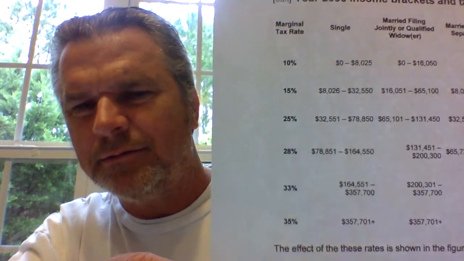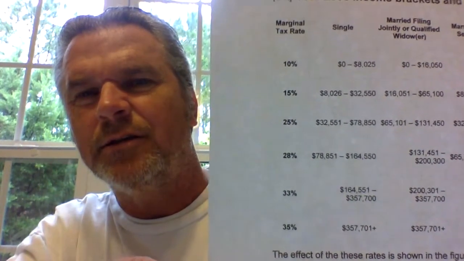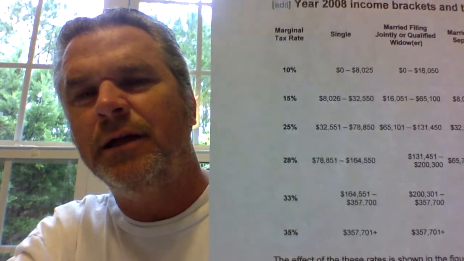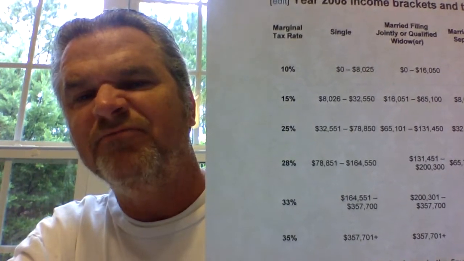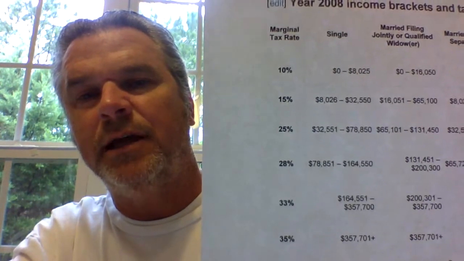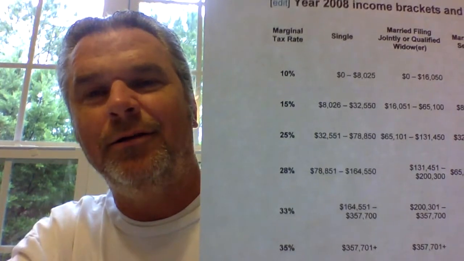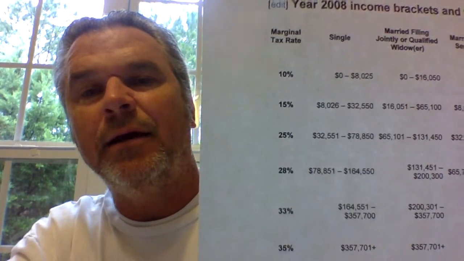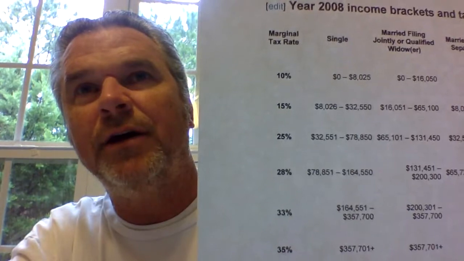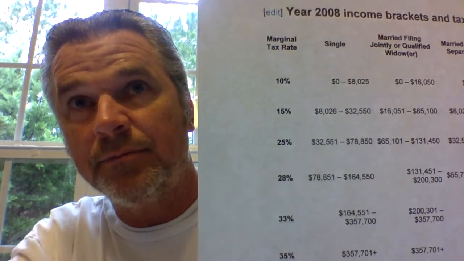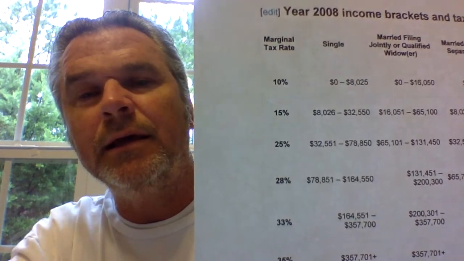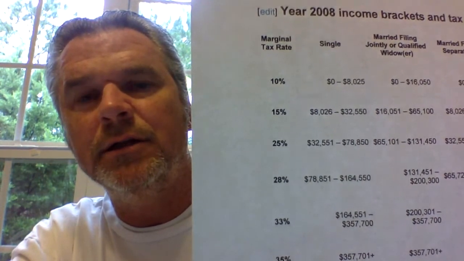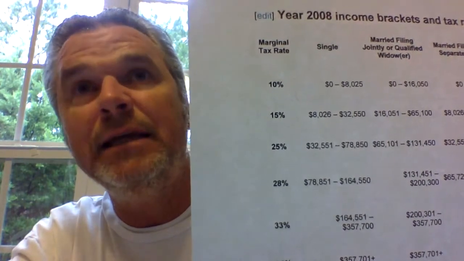Let's just look at the single. Look at this and read this. All right. So, single, if you make between $0 to $8,025, how much will you pay on the money you earn in that bracket? 10%. 10%, exactly. Now, say you're really doing well and you make $32,550, right? That's right, I do. Okay. Now, when that happens, the first $8,025 are still only taxed at 10%, right? The next, roughly $24,000, that starts to get taxed at 15%.